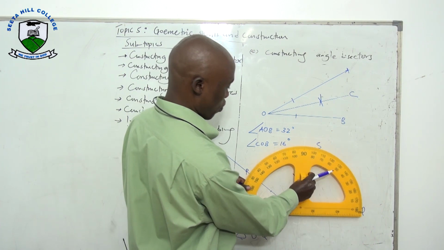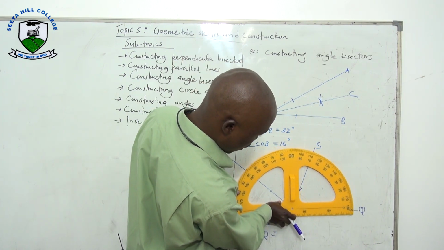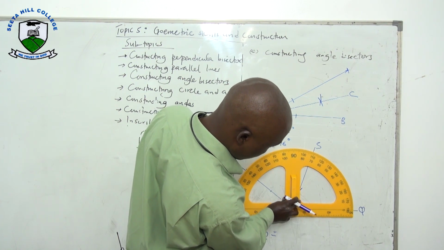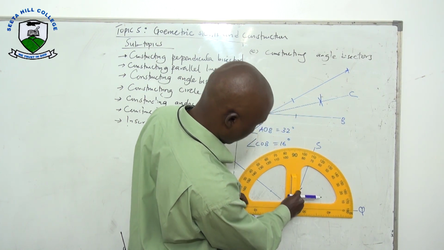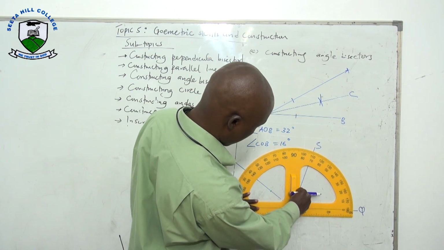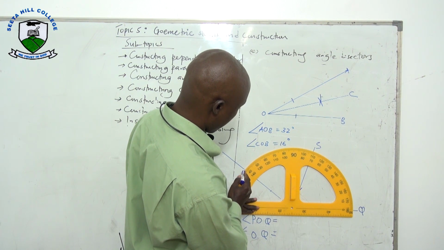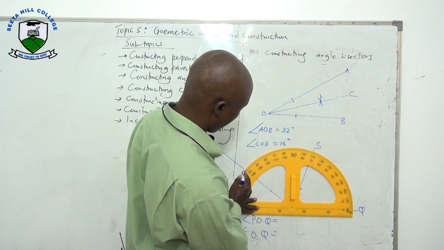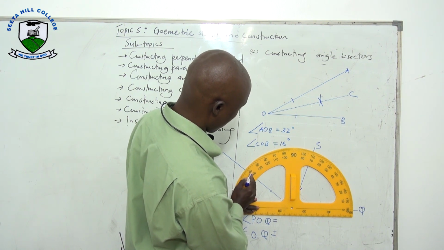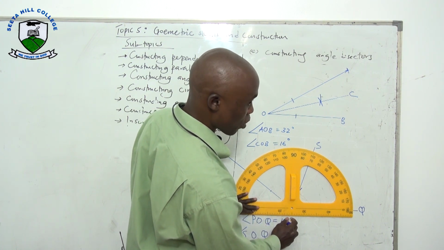Now I think you've seen this. What's this angle? This angle is around 140, 143, 142, 142. Not so?